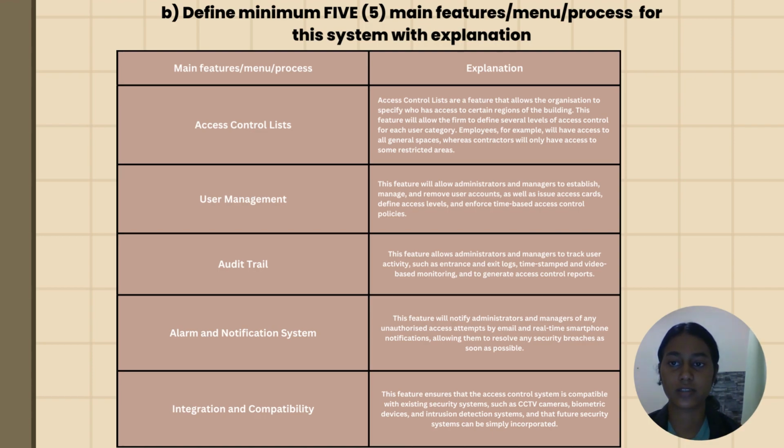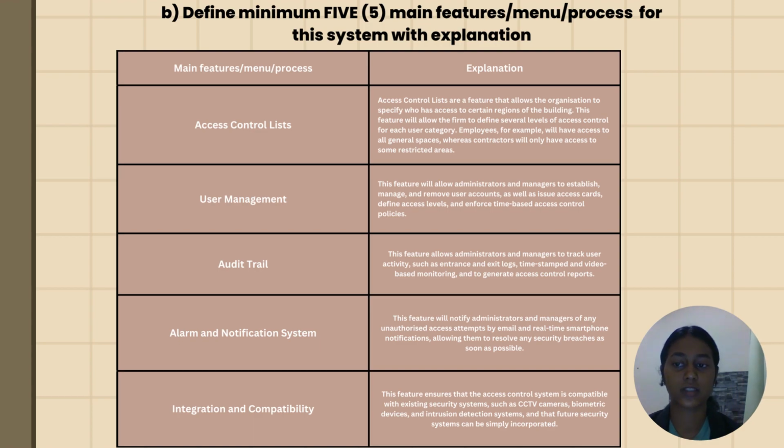So the second one is user manager. This further allows administrators and managers to create, manage, and remove user accounts as well as issue access cards, define access levels, and enforce time-based access control policy. The third one is audit trail. This further allows administrators and managers to track user activities such as entrance and access logs, time spent, video-based monitoring, and to generate access control reports.